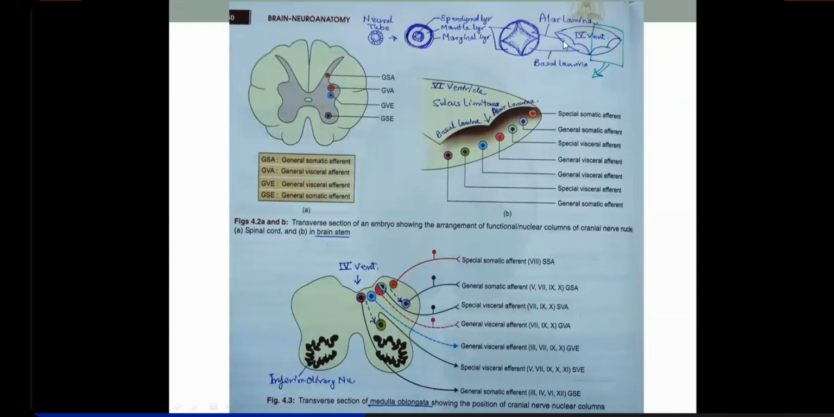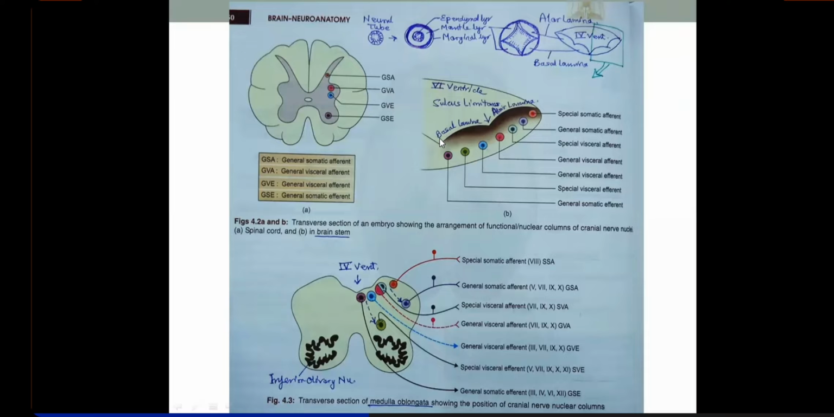Then here you will find that this gray matter, which was being formed from the marginal layer, now has the basal lamina lying medially and alar lamina lying laterally. Now imagine if we draw this section as a unilateral, one-sided diagram, we bring this portion of the diagram here.